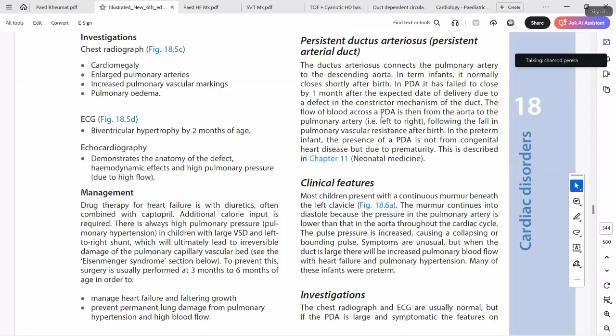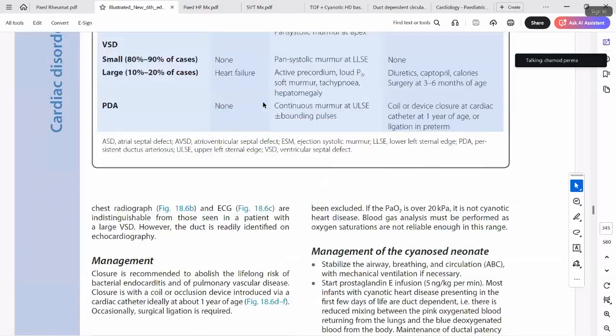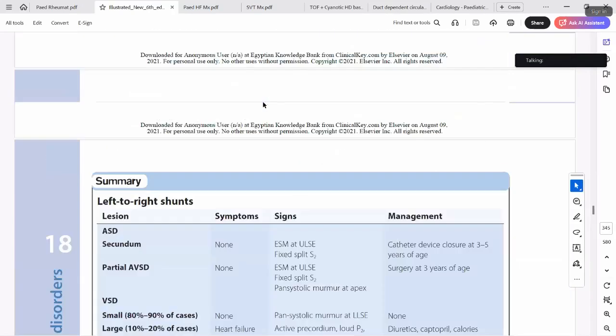Sorry. So this is not ductus arteriosus. I want to search for coarctation of aorta. Sorry, wait.